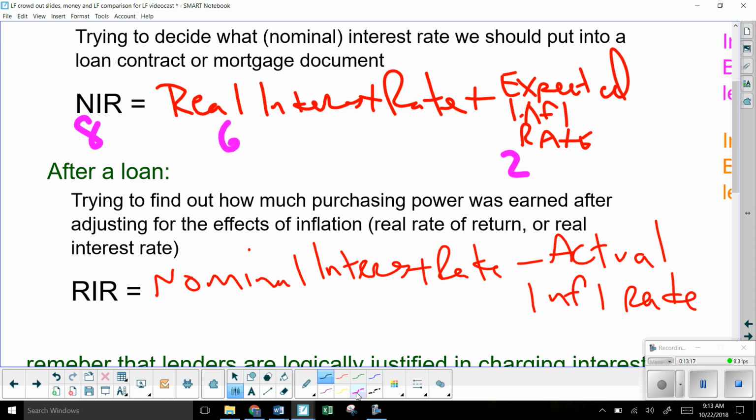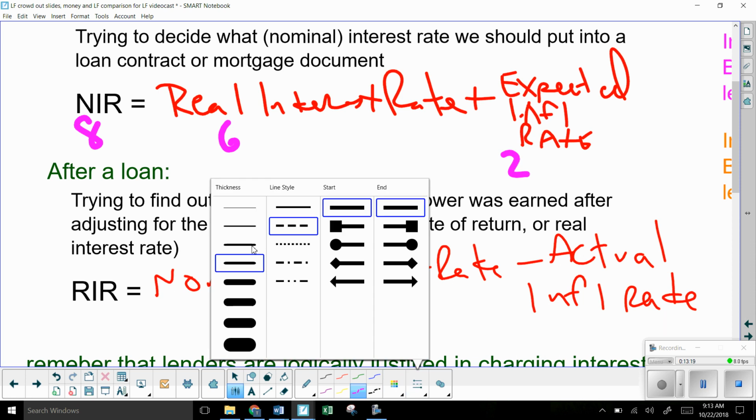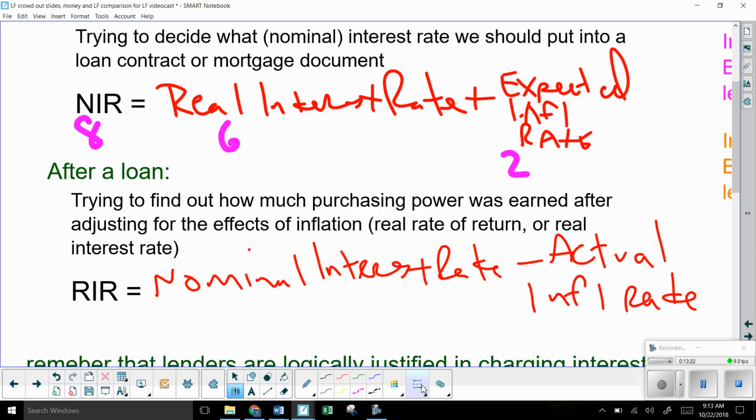Well, let's think about how that might work in practice. Okay. I charged you, we know, $8. So here's this 8% interest rate because you paid me back $108. So I have this $8 worth of interest. And let's say that prices went up by 2%, then I would have the ability to buy the same quantity of goods that today I could buy for $106.